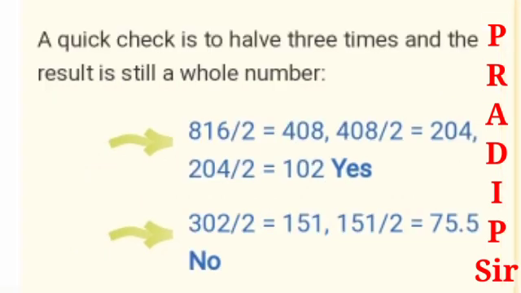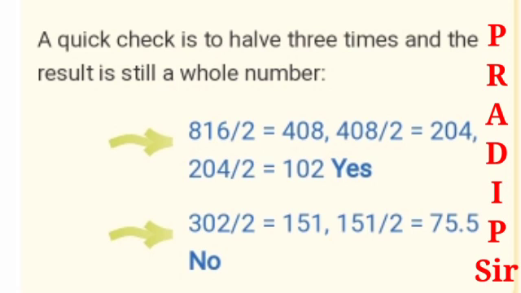And next is a quick check to test divisibility by 8. A quick check means we have to halve the number 3 times, as in the case of divisibility by 4, that means we have to divide the number by 2 three times. If the result is a whole number, then the number will be divisible by 8. So take the example 816. We have to halve the number thrice, that means divide by 2 three times.